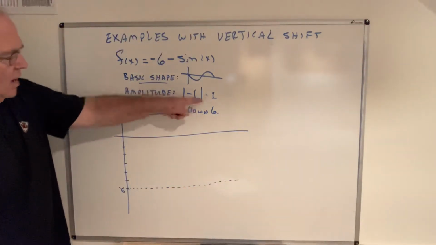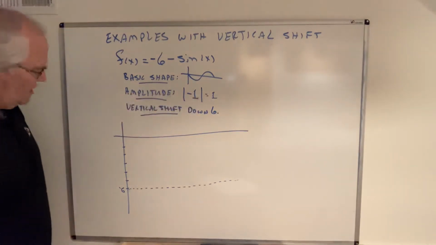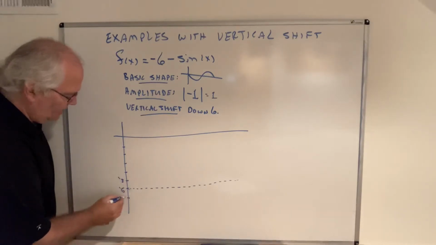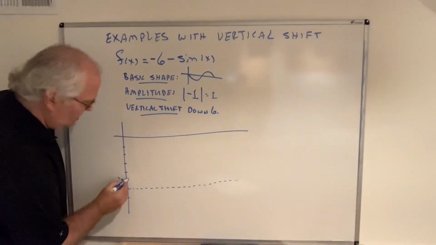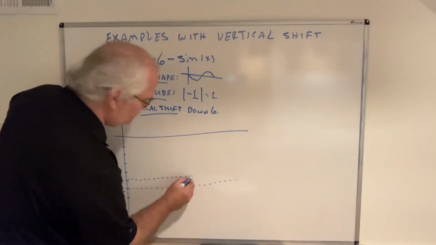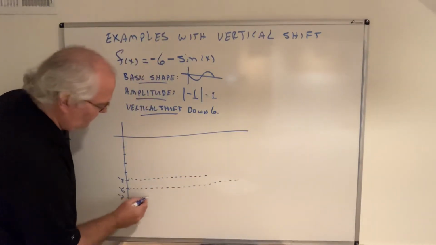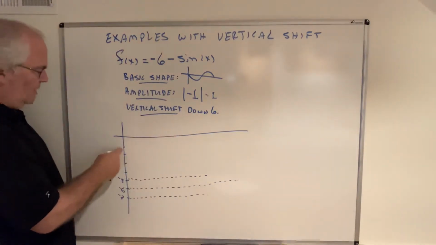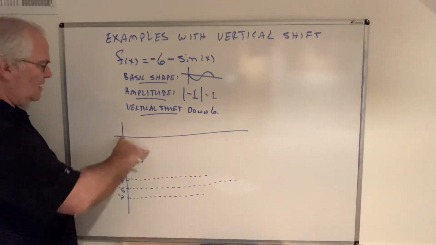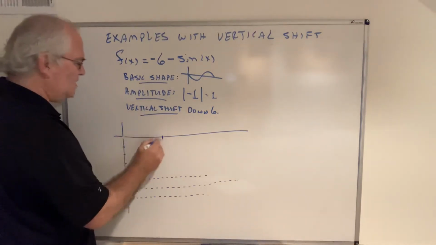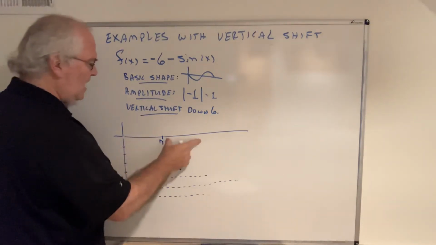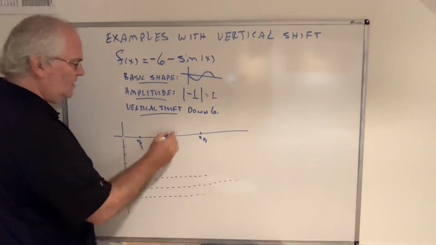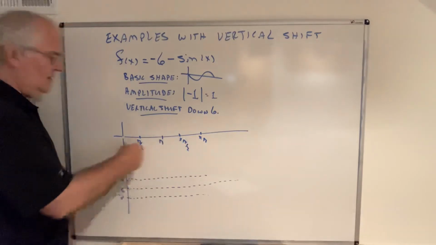The amplitude is 1, absolute value of negative 1. So that comes up here to negative 5, and we'll go down to negative 7. So there's the peak line. There's the trough line. And now I need the horizontal axis. Well, 1, 2, 3, so that distance is 3, and a little more is pi. That distance is pi, so that distance is 2 pi. There's pi over 2. There's 3 pi over 2.